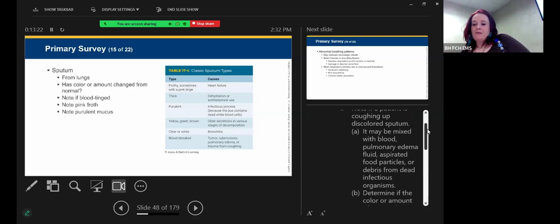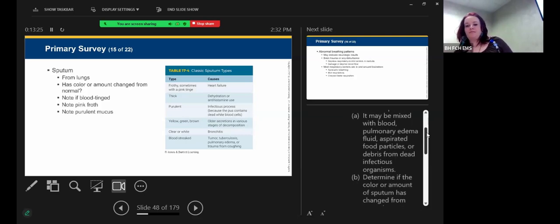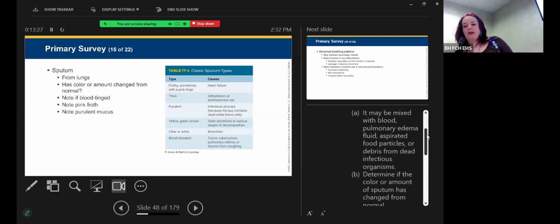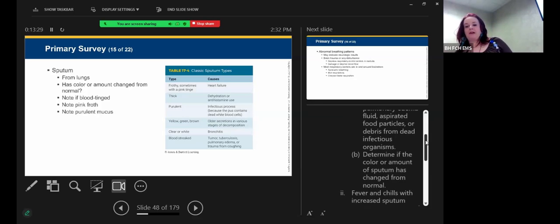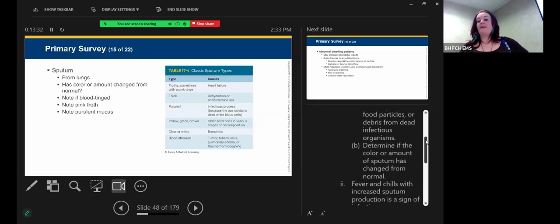Sputum. Note if the patient is coughing up any discolored sputum, maybe mixed with blood, pulmonary edema fluid, aspirated food particles, or debris from dead infectious organisms.